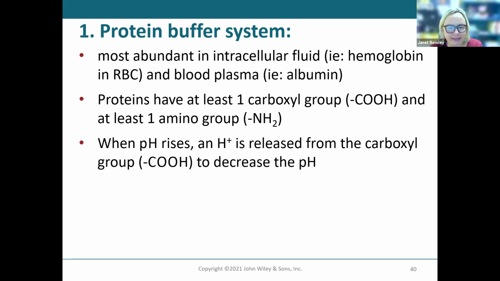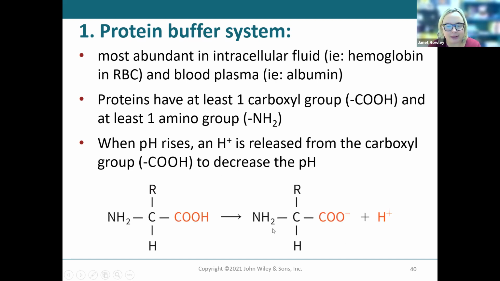When the pH rises, so we're getting too basic or too alkaline, an H plus is released from the carboxyl group to decrease the pH. So this is how it buffers it. Something happens, the pH starts to get higher and higher. So the proteins will buffer this by releasing an H plus, as we see here, and that's going to then decrease the pH because that is what pH measures.